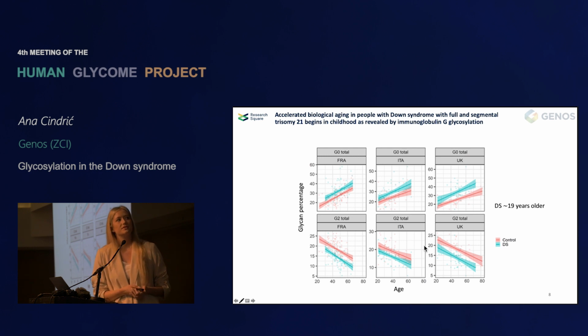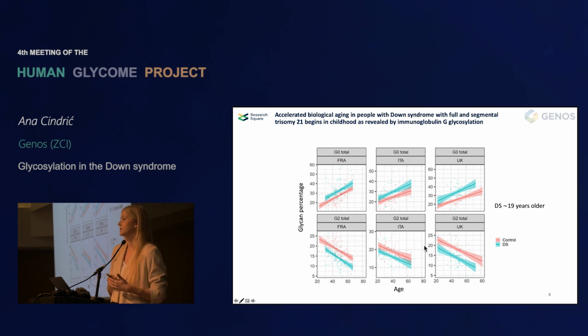So what does that mean? Well, to demonstrate it, over here in G2, if you look at the France population, and you're looking at the controls, G2 drops as people age. And when it drops to around 15%, people from a regular healthy population will be 60 years old, right? But by the time it has dropped to 15%, people who have Down syndrome are actually just slightly above 40 years old, so not even 45.